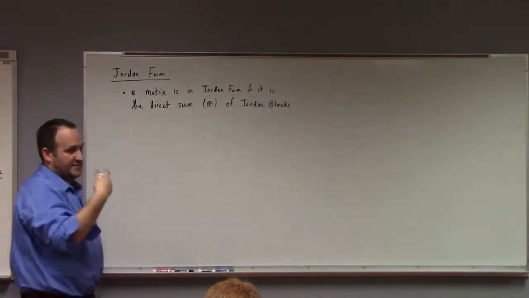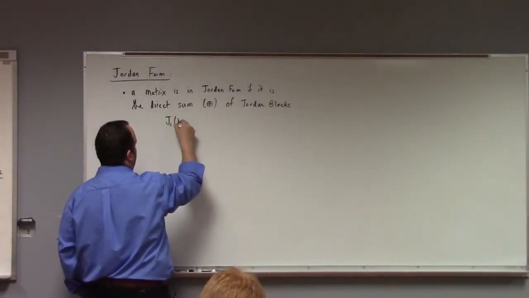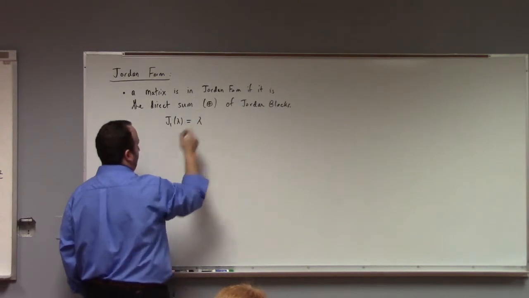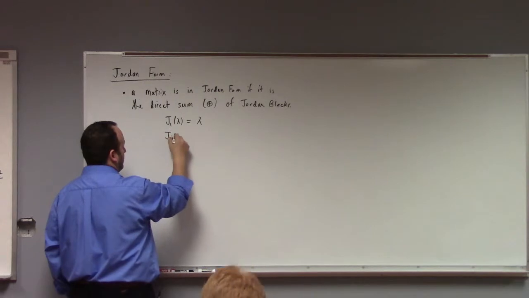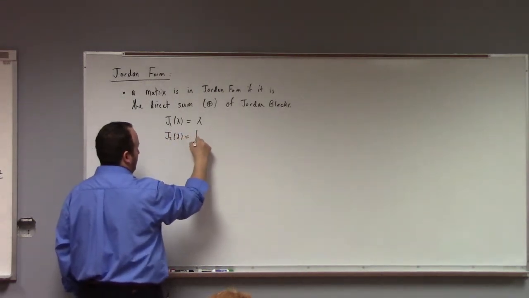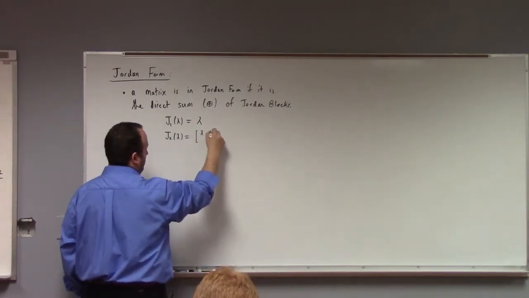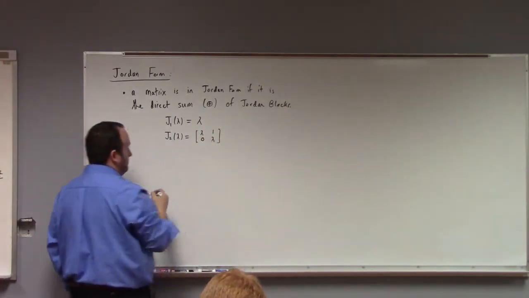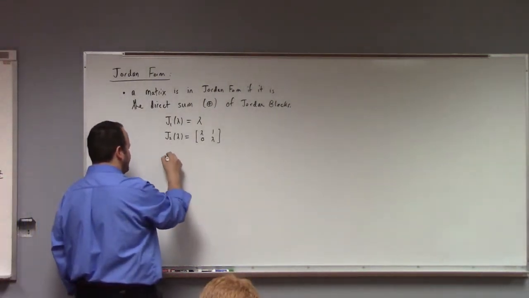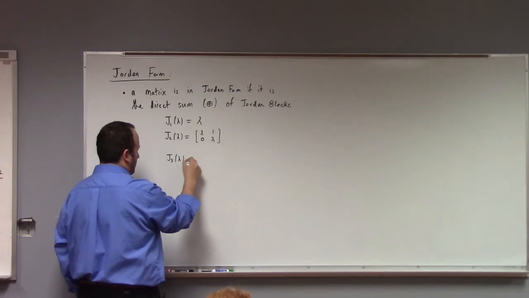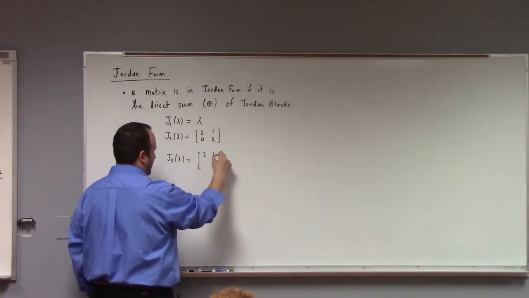So let me just start with the most basic one. J1 of lambda is just lambda. J2 of lambda is a 2 by 2 matrix. It is lambda, lambda, 1, 0. J3 is lambda, lambda, lambda, with 1's on the superdiagonal.